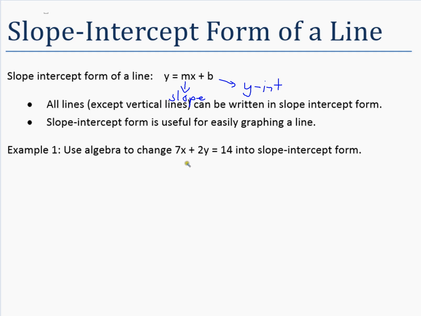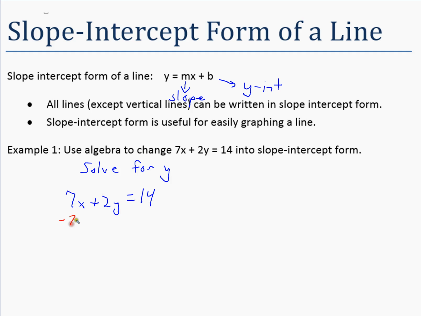We are going to eventually graph from this form, but first we need to be able to take any linear equation like 7x plus 2y equals 14 and put it into slope-intercept form. When you see something like this, that's really the same as solving for y. So when you put it in slope-intercept form, you solve for y, and we want to get it in this form where y is equal to something times x plus b. So we'll take the 7x plus 2y equals 14, and we're going to solve for y.